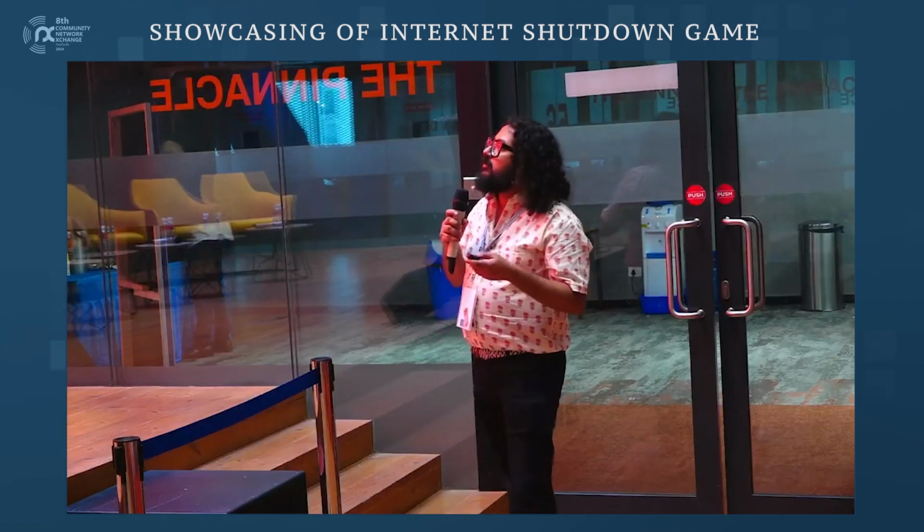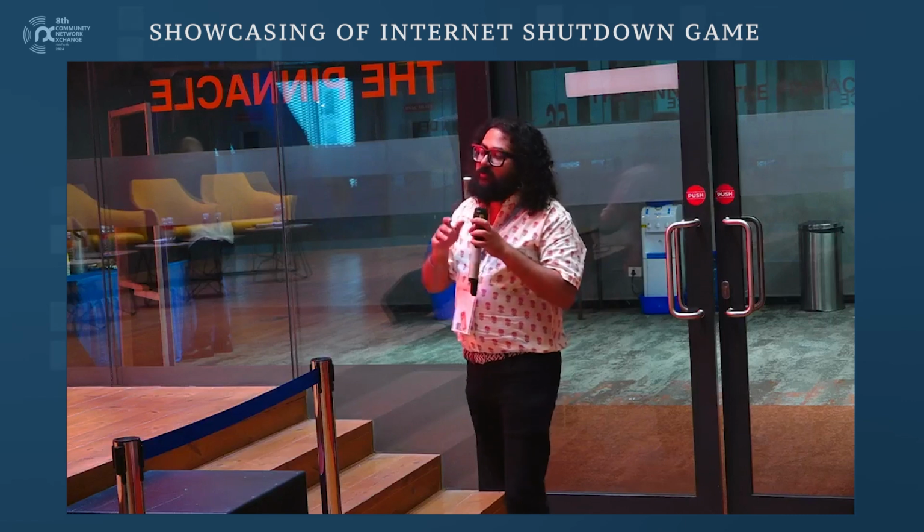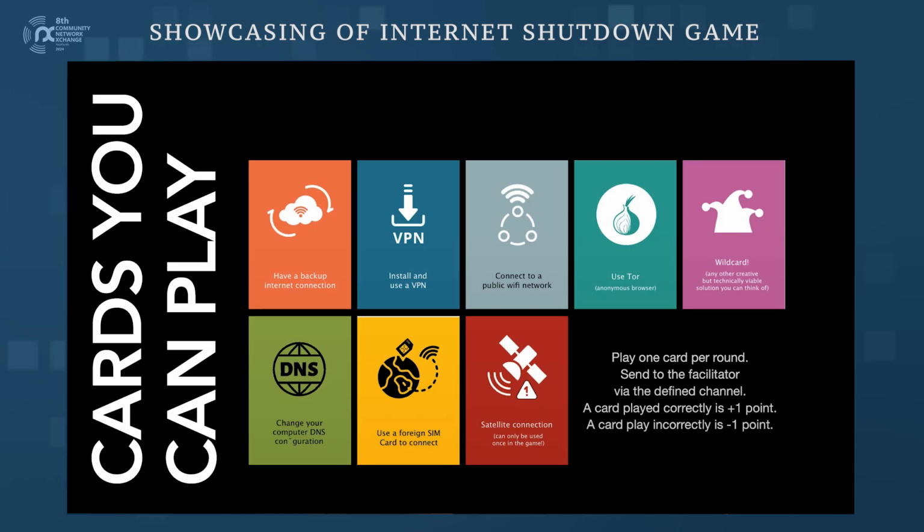Okay, so the point of these cards, right, is that some of them are fairly simple, right? Have a backup internet connection, have two ways of connecting to the internet. And for some scenarios, that's all you need. You need a second way, because the first way doesn't work. And some of them are very difficult to really use in the real world, like a satellite connection. And by the satellite connection, we mean a low orbit satellite.